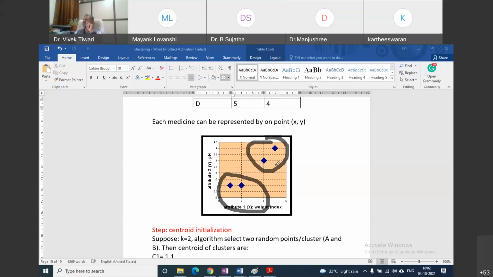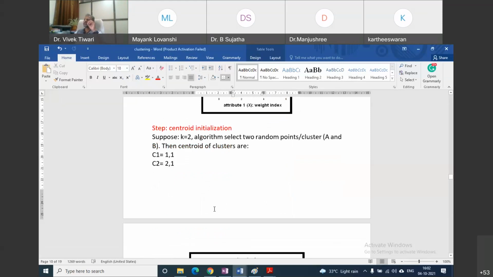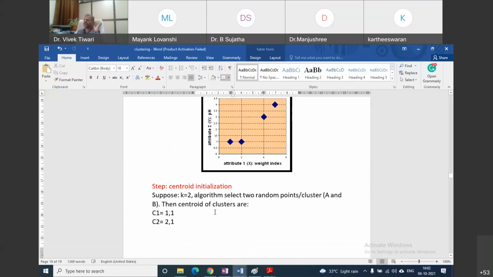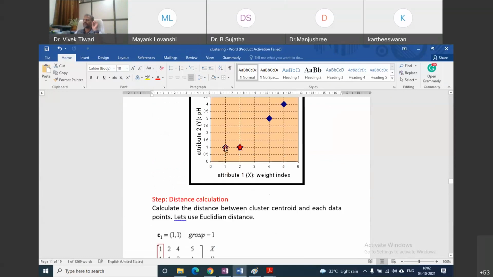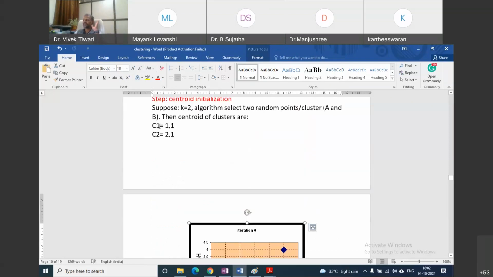Now I have to see whether the same output we are expecting can be given by the k-means clustering or not. So how to do it? Suppose randomly we have selected two data points as two centroids or two clusters. Suppose this is one cluster and this is another cluster. I have selected the 1 1 data point. So C1 is one cluster, C2 is the other cluster.